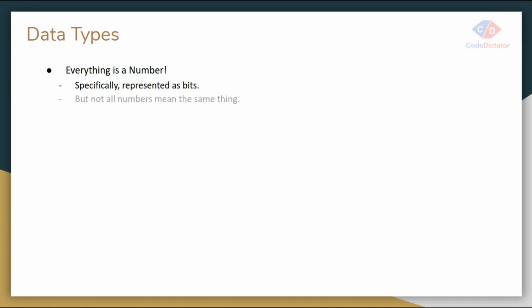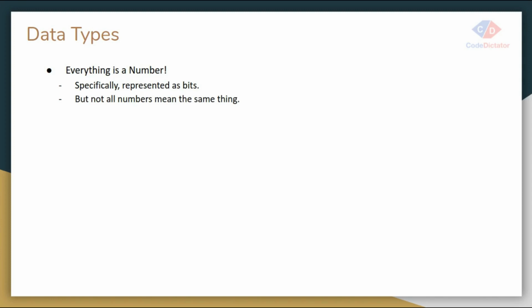In this session we are going to learn about data types. So what type of data we are going to store, that is the meaning of data type. Everything is a number, and if you understand this principle, then it is easy to understand any programming language. Everything is stored in computer memory in bit format, that is ones and zeros. But not all numbers mean the same thing.